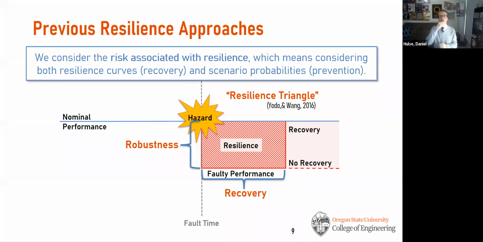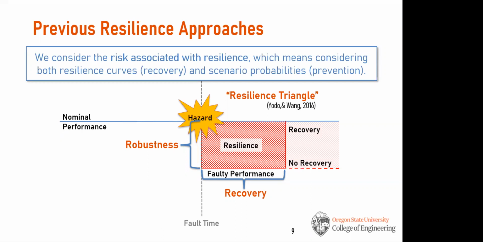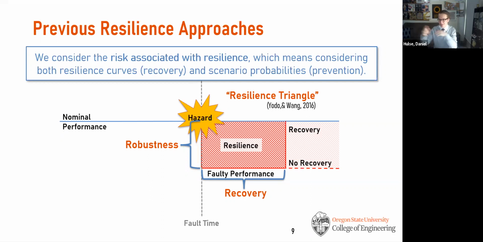And so, our goal isn't necessarily to compete with these terms for resilience, but what we want to do to incorporate it in decision making is consider the risk associated with resilience, which means considering both this curve, but also thinking about, well, how bad are each of these scenarios compared to each other and on the net.